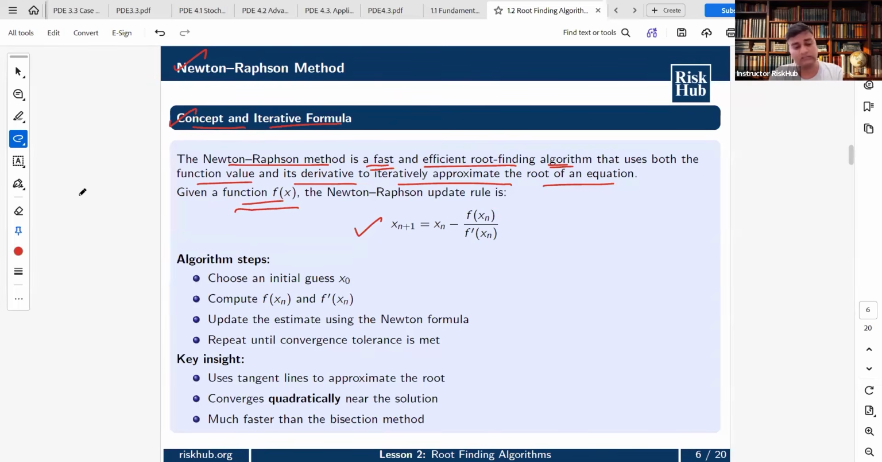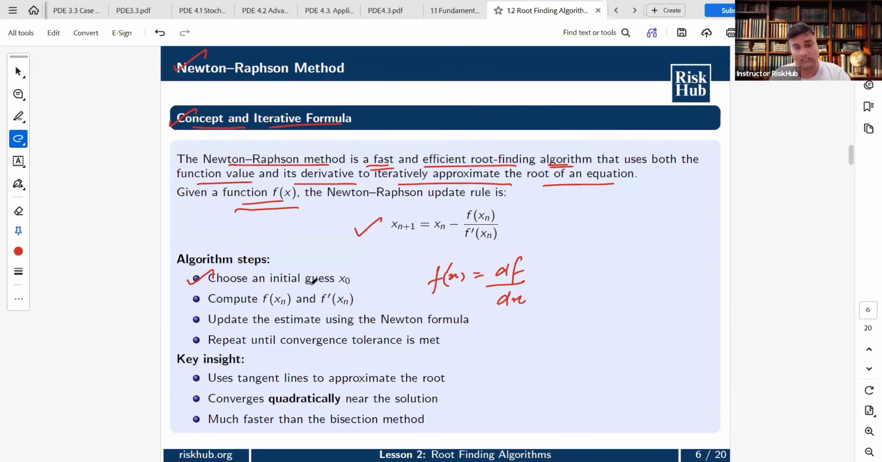The intuition here is to look at the tangent line at the current point: where does the tangent line hit the x-axis? Use that as the next guess. That is why Newton can be very fast, and the derivative matters because it tells the slope, right? So f dash x is equal to df by dx, the derivative of f with respect to x. If the slope is steep, Newton works well, but if the slope is zero or unstable, Newton can fail, right? So keep that in mind.